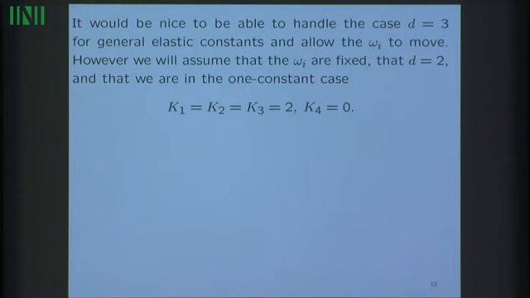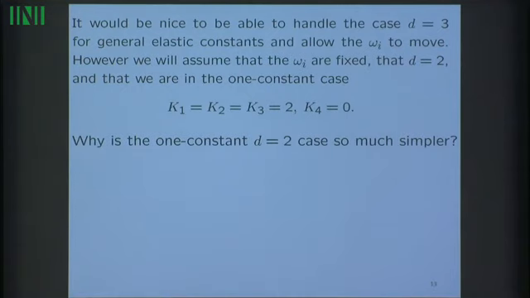So first of all, we're going to assume that the omega_i are fixed and that we're in 2 dimensions. And then, unfortunately, we're going to work in the one constant case. So k1 equals k2 equals k3 equals 2, and k4 is 0. Now, why is the one constant d equals 2 case so much simpler than everything else?